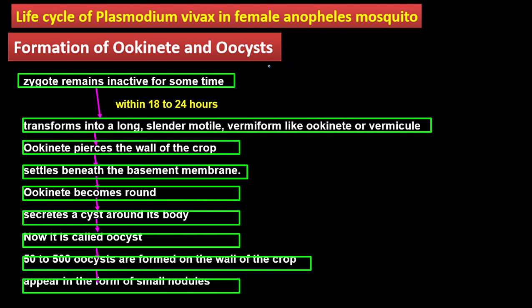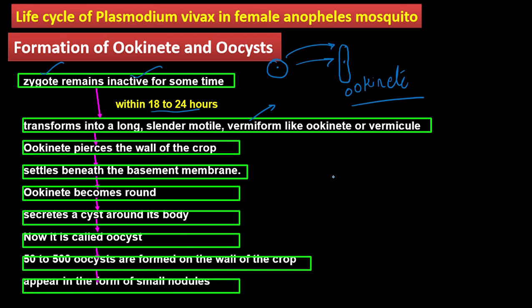Then the third step is formation of ookinete or oocyst. अब देखो, zygote was round and non-motile, so it will remain inactive for some time. After 18 to 24 hours, it transforms. This round zygote is going to transform into a long, slender, vermiform structure, मतलब long only, ठीक है, thread-like. Now this structure we call it as ookinete. What is ookinete? Nothing but the zygote जो round था, it got converted into a long, slender structure which we call it as ookinete or vermicule.